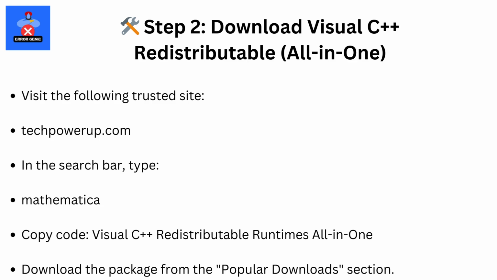Step 2. Download Visual C++ Redistributable All-in-One. Visit the following trusted site, techpowerup.com. In the search bar, type Visual C++ Redistributable Runtimes All-in-One. Download the package from the popular downloads section.